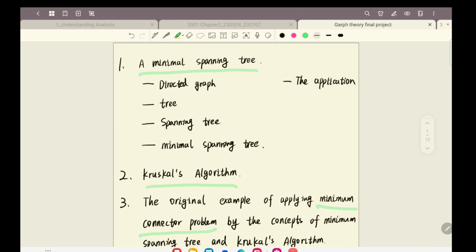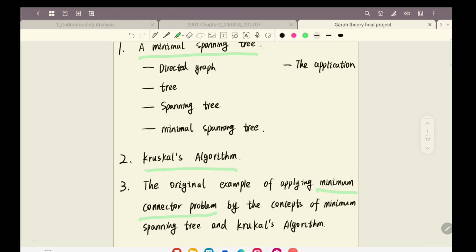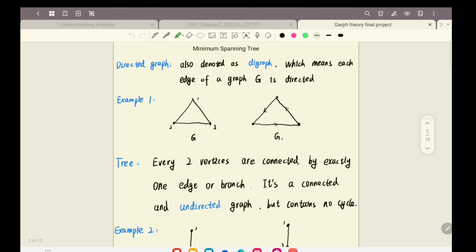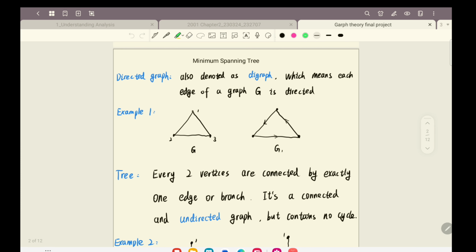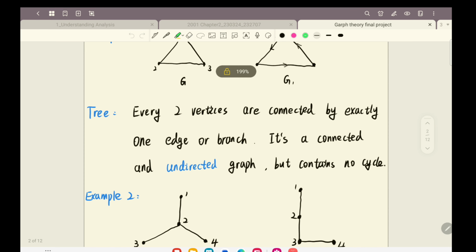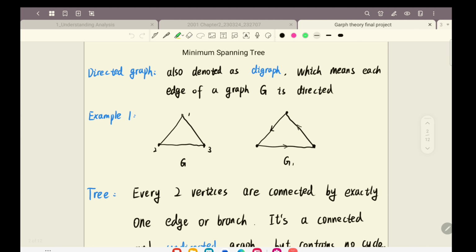Hi everyone, my project topic is the minimal spanning tree, Kruskal's algorithm, and the example to apply the minimum connector problem by these two concepts, which are a minimum spanning tree and Kruskal's algorithm. So in this part, for the minimum spanning tree, we need to introduce what is a directed graph first.